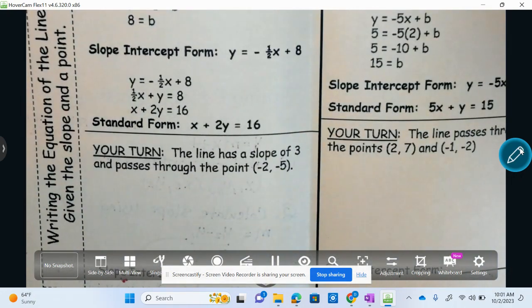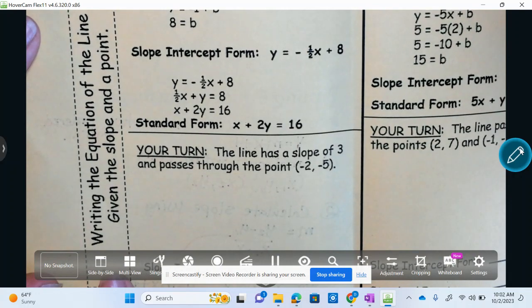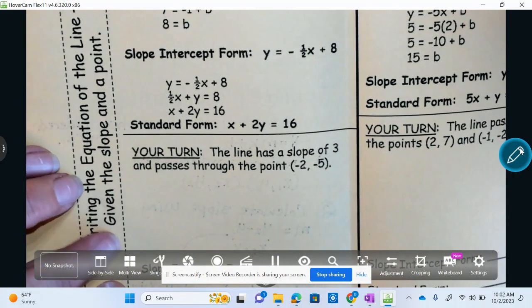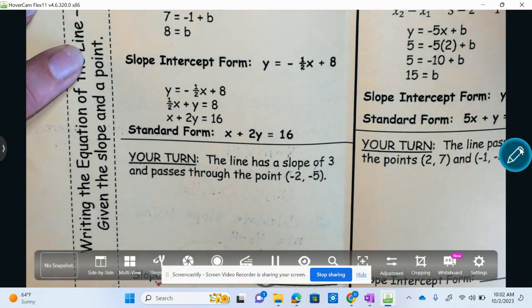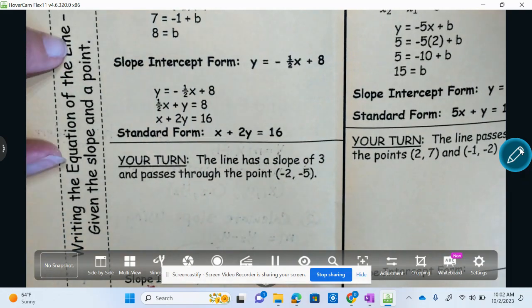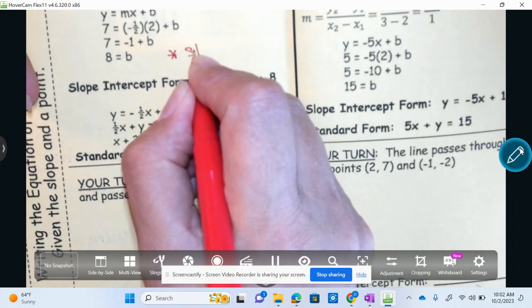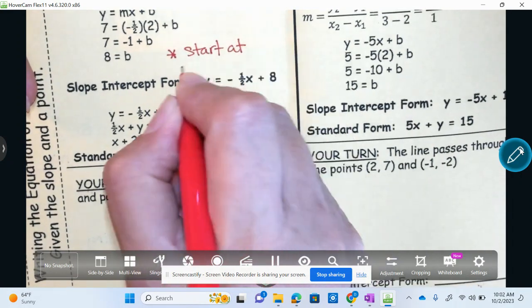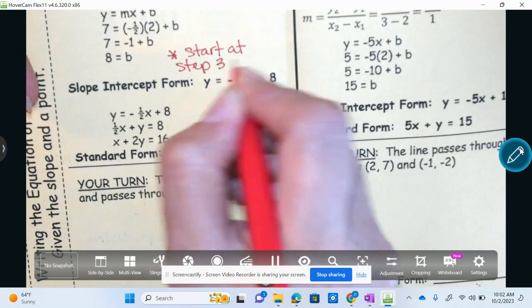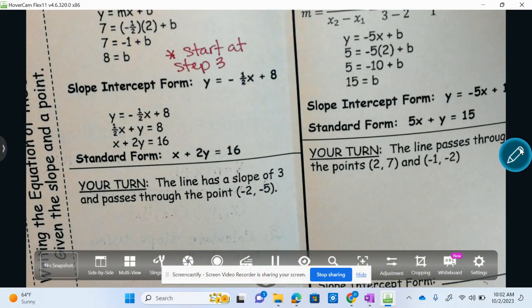So on the inside of your journal, your journal is set up two ways. On the left side, it's going to show us how to write the equation of a line given the slope and a point. Given the slope, they're already going to give you a slope and a point. You don't have to choose which one to use. So this just means to start at step 3. You're using your ordered pair and you're plugging everything in, okay?